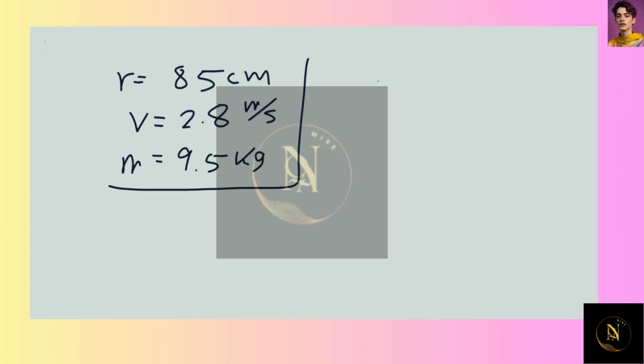In this problem, we're finding the centripetal force and the tension needed for a monkey to swing by its arm from a branch. We're given that the radius of the monkey's motion is 85 centimeters, and we should be careful to rewrite that as 0.85 meters, because we're always working in units of meters, kilograms, and seconds. The velocity of the monkey is 2.8 meters per second, and its mass is 9.5 kilograms.